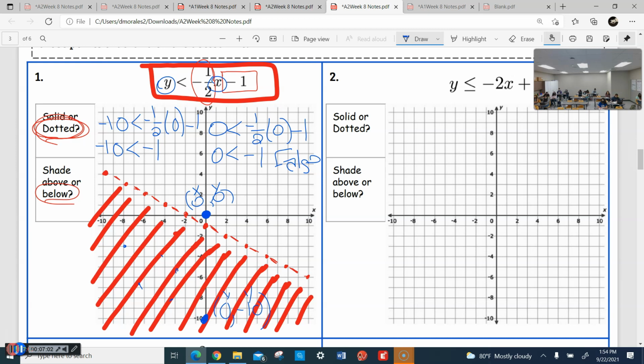Our next one is y is less than or equal to negative 2x plus 3. The inequality less than or equal to, will that be a solid line or a dashed line? Solid line. It tells you in your notes above. Less than or equal to, does that mean I'm shading above or below? Below. And we have the information that we need.